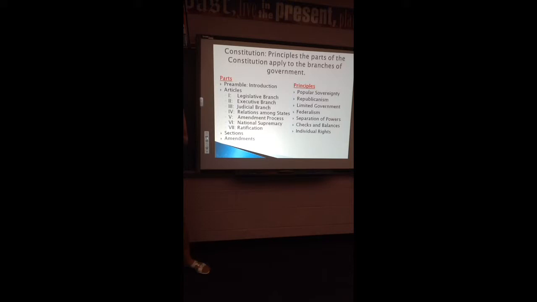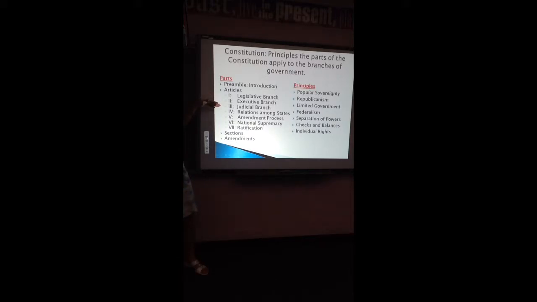As with any book, there's always an introduction, and that is called the preamble. It is the introduction to our Constitution. Then the Constitution is divided into articles, and there are 7 of them. Each article talks about a different function of the government, or how it is supposed to run. For example, the legislative branch is the Congress, your senators and representatives; the executive branch, the president; and the judicial branch, the federal court system.